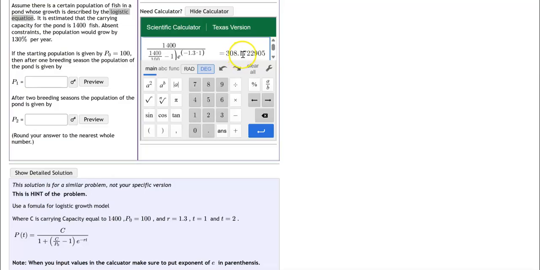So 308.17. Round your answer to the nearest whole number. So this is 308. Okay.